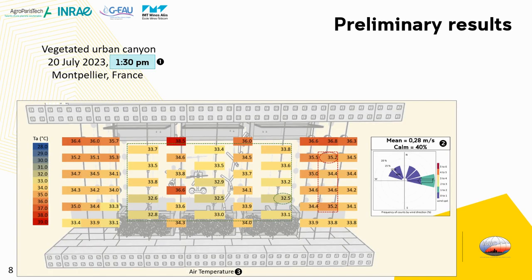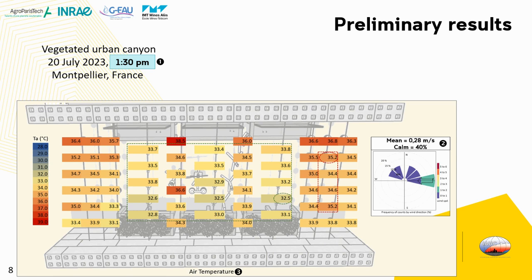So in order to identify the variation in air temperature, mean radiant temperature, and relative humidity, I present in this slide some preliminary results that we are obtaining. For a day of overheating in Montpellier with constant solar radiation and a time step with 40% of the time calm wind and 0.28 meters per second as mean wind.